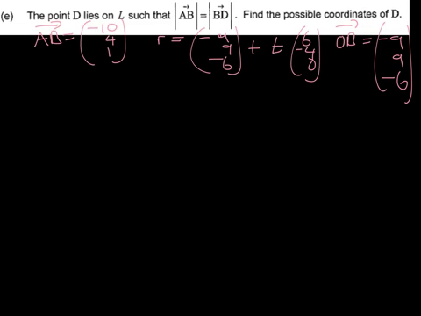So the final sting in the tail is with part E, which says the point D lies on the line L such that the magnitude of AB is the same as the magnitude of BD, and we're asked to find possible coordinates of D. So from this question so far, we've already got AB, we've got the vector equation of the line, we also know initially the coordinates of B, which gives us this information here. So we're told that the magnitude of AB is the magnitude of BD.